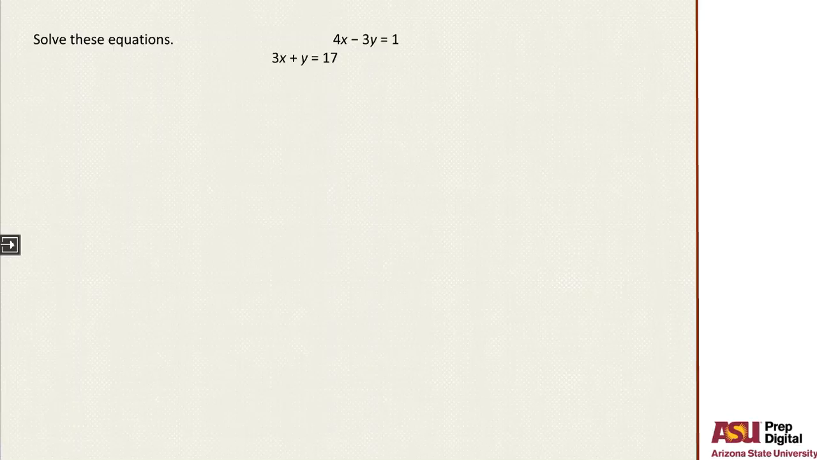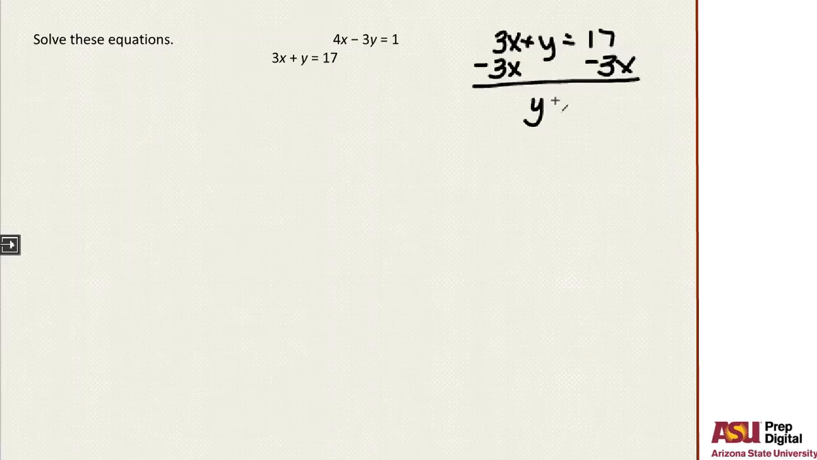Here's a third example of solving a system using substitution. My two equations are right here. And so again, my first step is to isolate one of the variables. This y right here is going to be the easiest. So I'm going to take the equation 3x plus y is equal to 17, and I'm just going to rearrange it a little bit by subtracting 3x from both sides. That gives me y is equal to negative 3x plus 17. So there's a new version of that equation. And then here's my other equation right here.